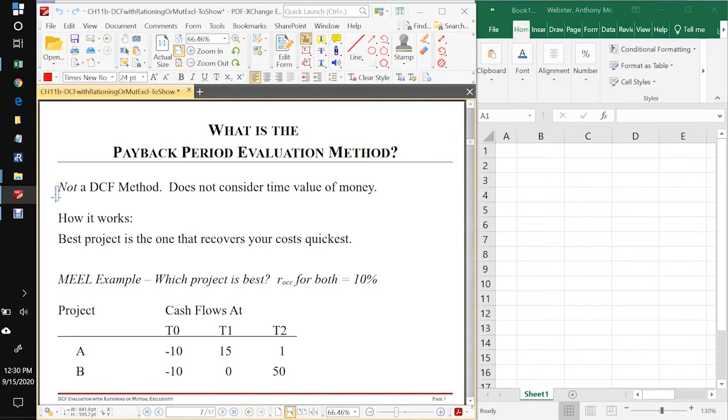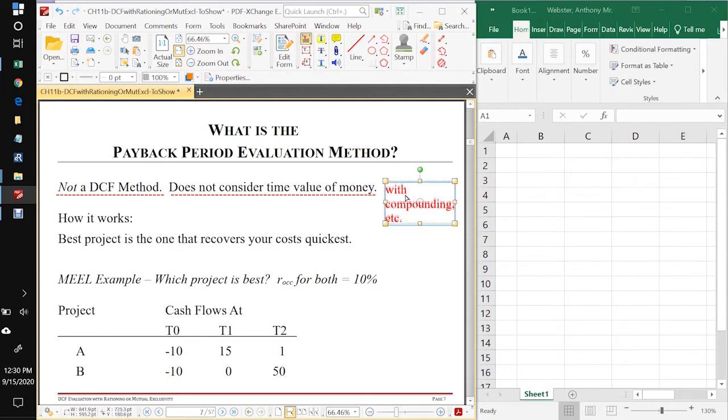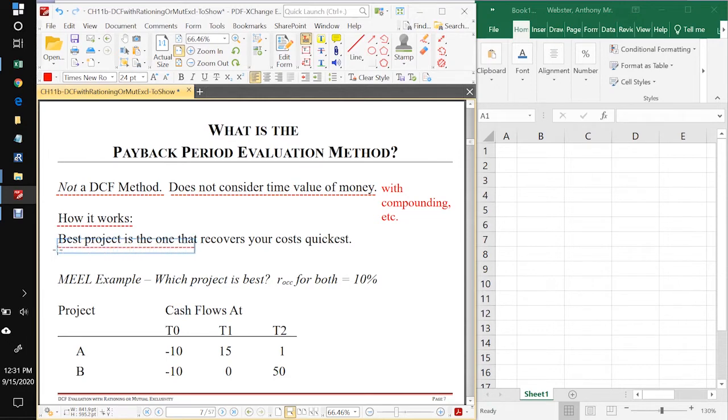Two important things to know about this. It's not a discounted cash flow method, and it does not even consider time value of money in any way that we've looked at before with compounding. Right, so it doesn't use any of our compounding, future value, present value formulas, any of that. Okay, so here's how it works. It's pretty simple. The payback method just says the best project is the one that recovers our costs quickest.